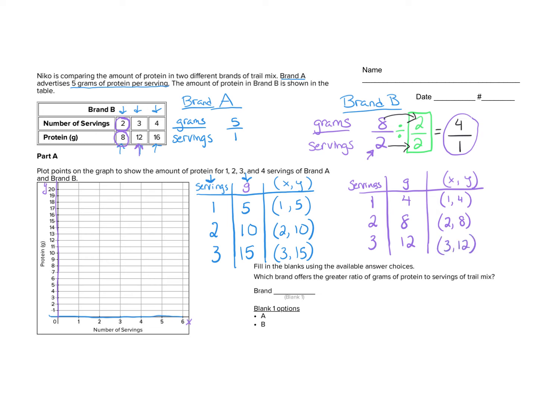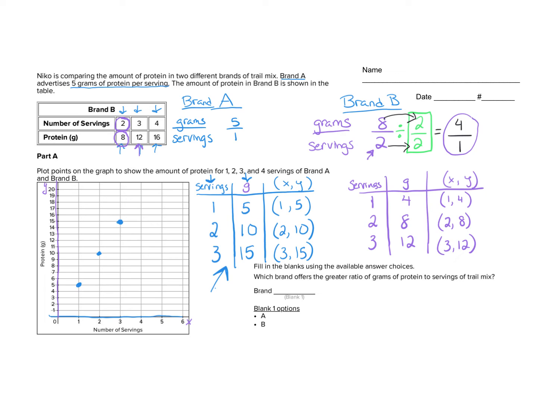And now I can go ahead and graph. I'm going to graph brand A's chart in blue, and then I'll graph brand B in purple so you can see what corresponds with the points on the graph. Okay, so for servings here, I have 1, 5, so I have that ordered pair of 1, 5. I'm going to go ahead and graph that. And I would put that point right there. 2, 10, and 3, 15. Give me a little mark.